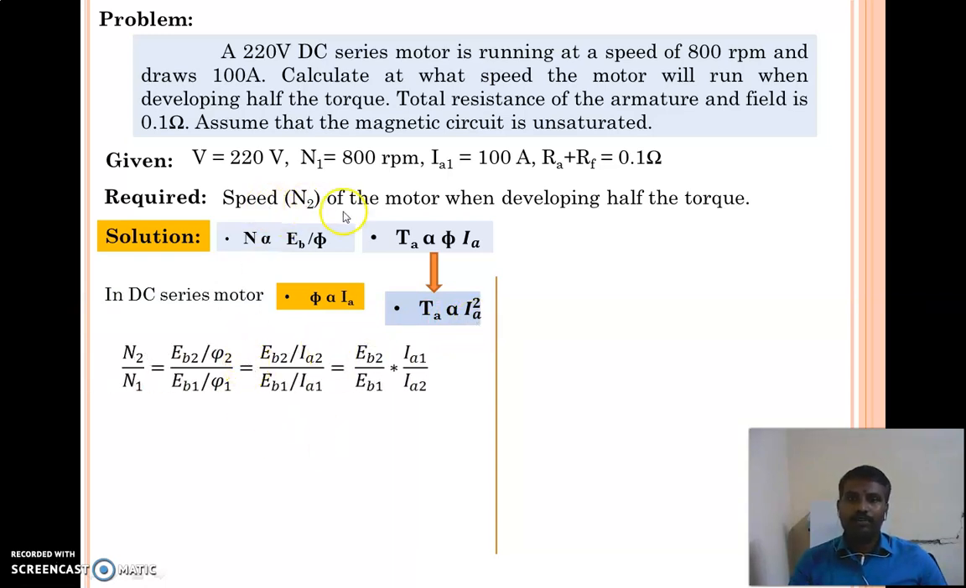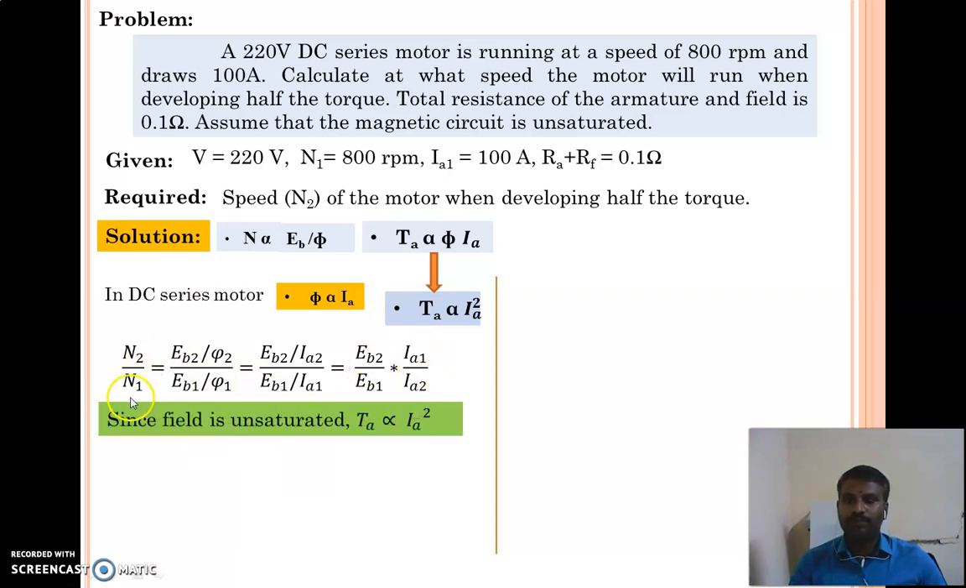To find the value of speed of the motor N2, you have to get the ratio between N2 and N1. Here N2 is, according to this relation, EB2 by phi2. N1 is EB1 divided by phi1. As we discussed earlier, phi flux is directly proportional to armature current. So phi2 is equal to IA2. Similarly, phi1 can be written IA1. Now simplify this equation. So N2 by N1 is equal to EB2 by EB1 into IA1 divided by IA2.